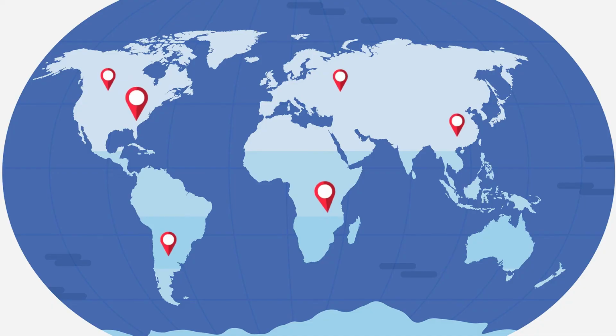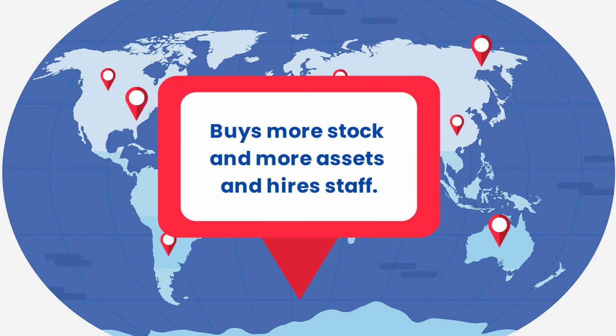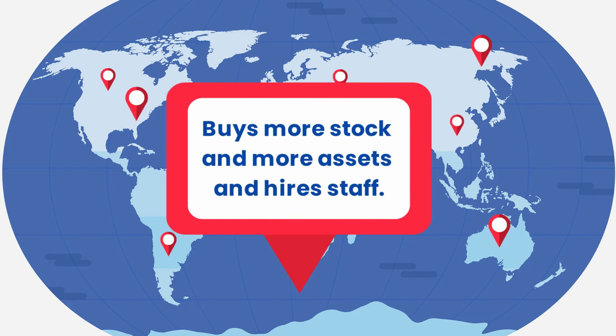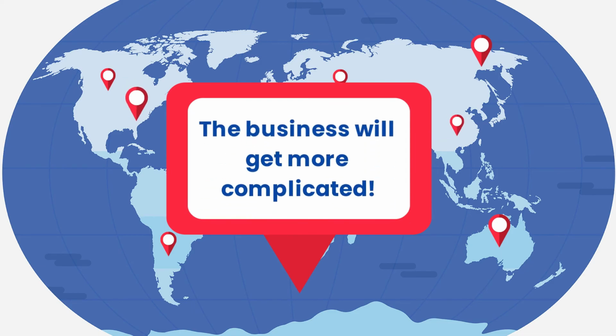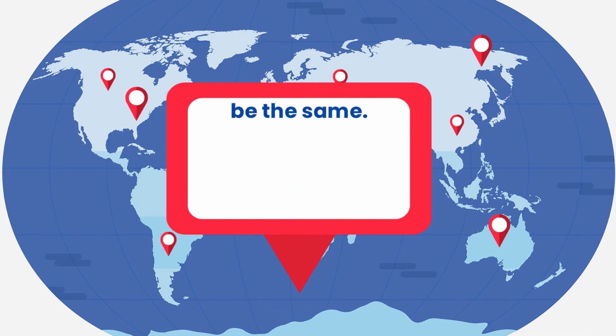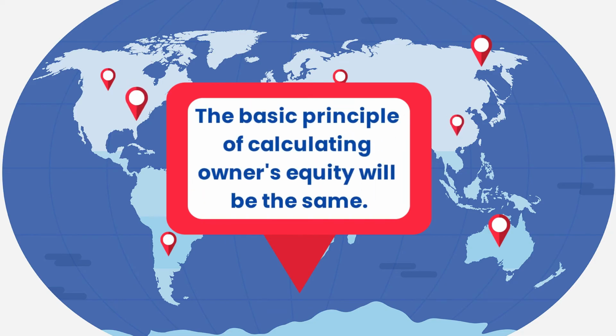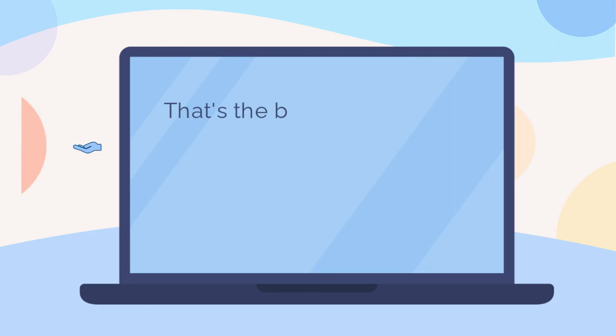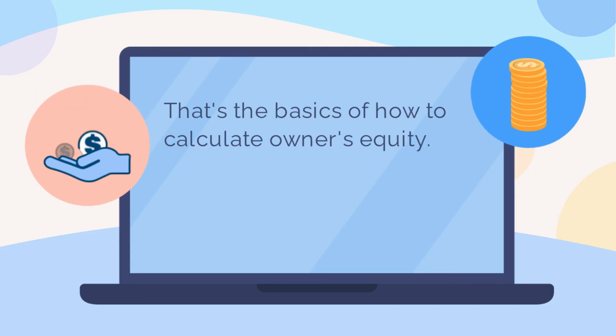Obviously, as the business starts selling products to customers, buys more stock, and possibly buys more assets or hires staff, the business will get more complicated, but the basic principle of calculating its owner's equity at any point in time will be the same. So that's the basics of how to calculate owner's equity.